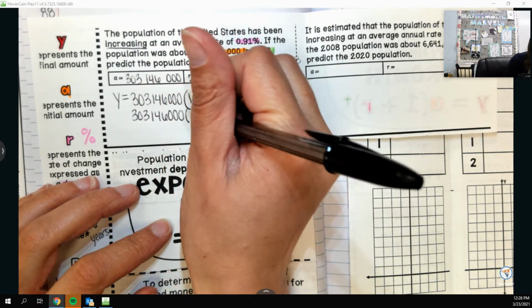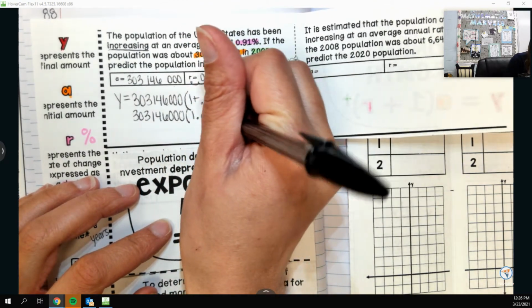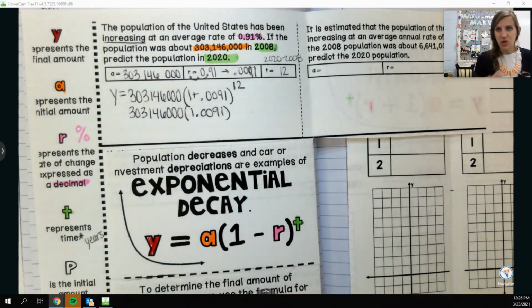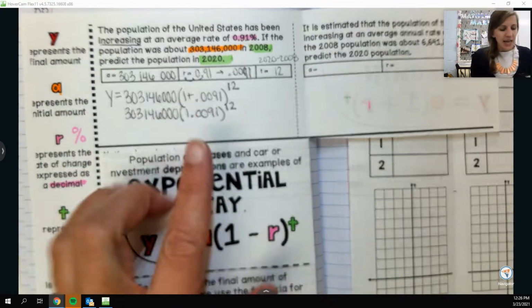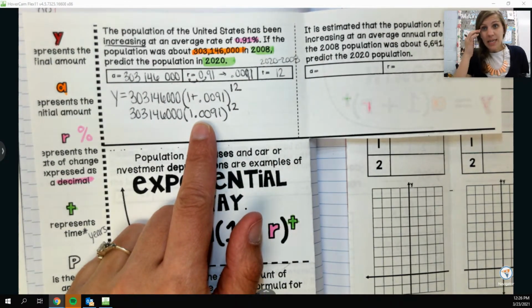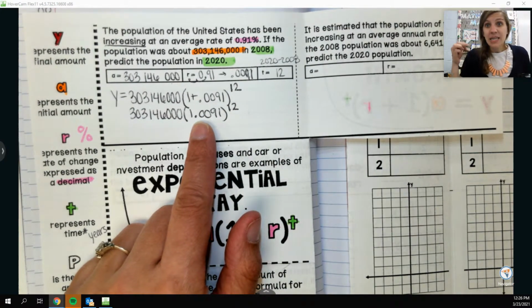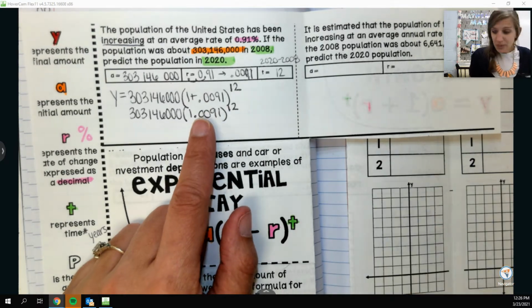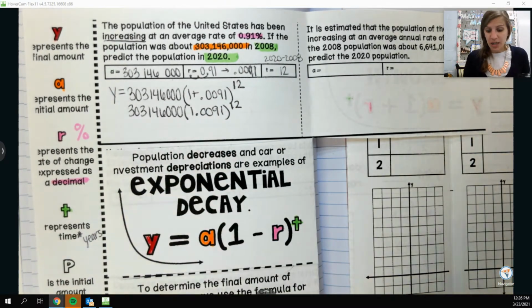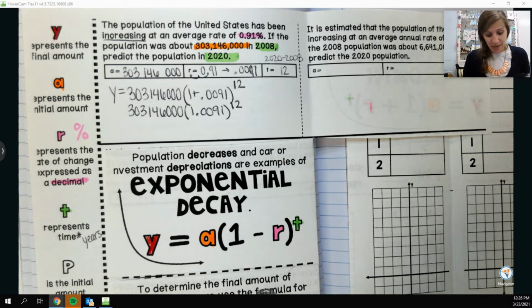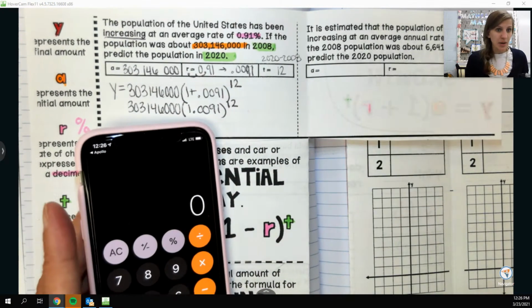And really just 1 plus that is going to be 1.0091. Like you just smush the two together. That's pretty easy. Now that I finished what's inside parentheses, I need to do exponents next. So I really now need to do 1.0091 to the 12th power, which I cannot do in my head. This is definitely a calculator type of problem.